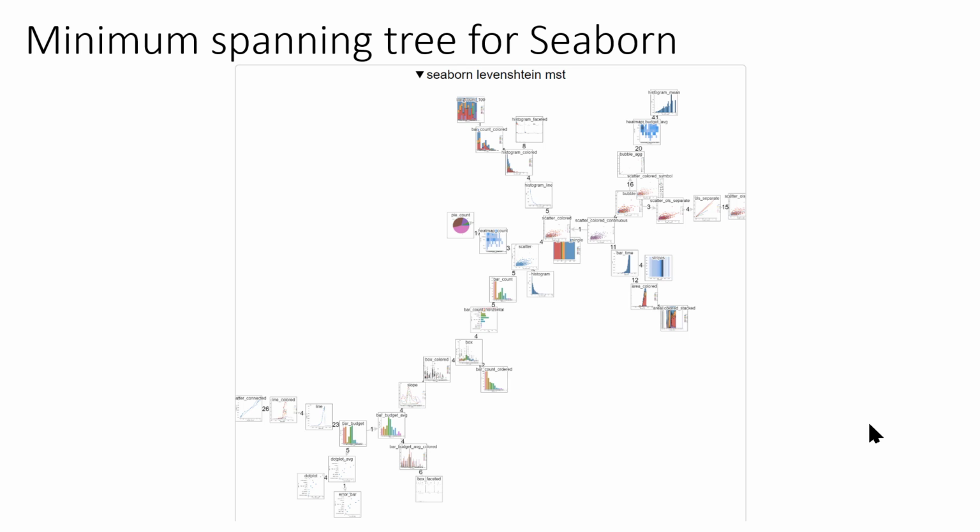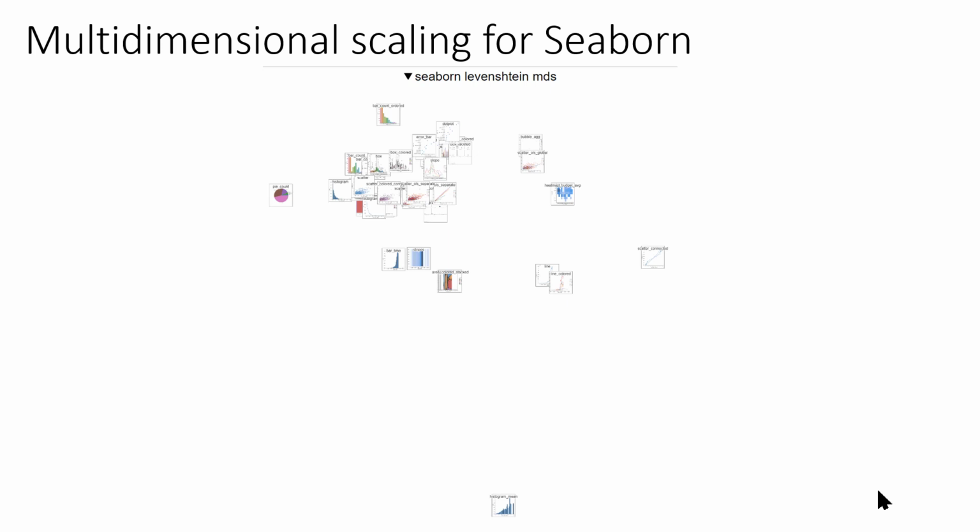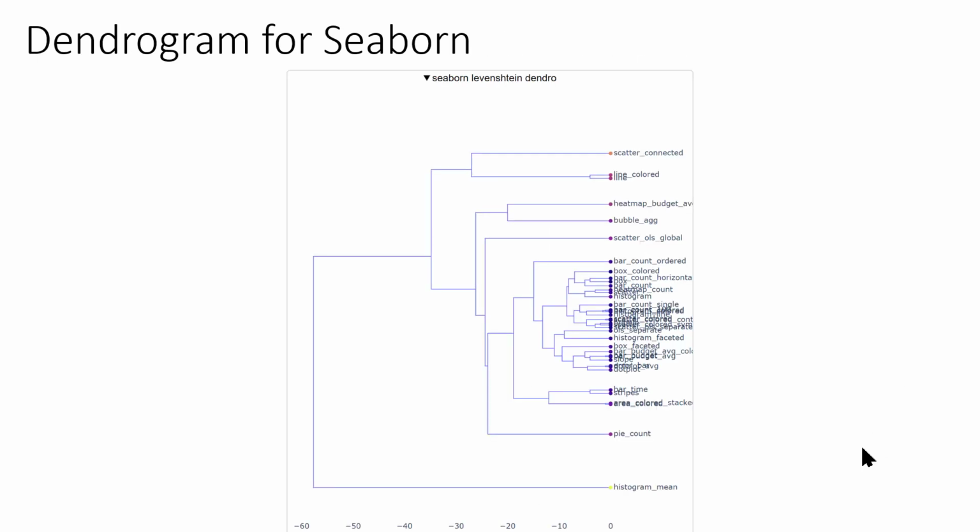We could also take the data associated with the distance matrix and apply multidimensional scaling. Again, we see a sort of central cluster and some other ones that are more remote. A dendrogram is another way to show the same information.